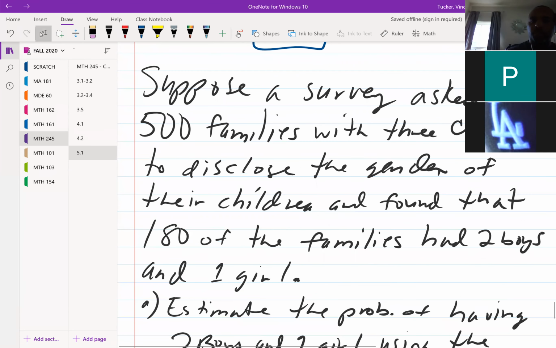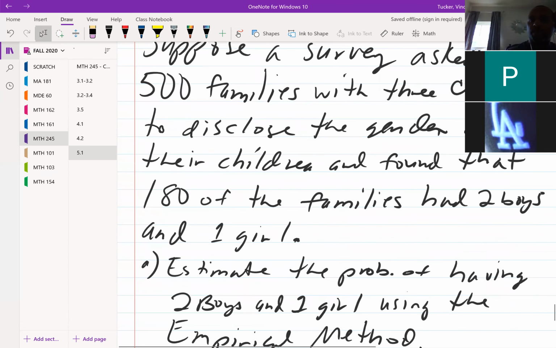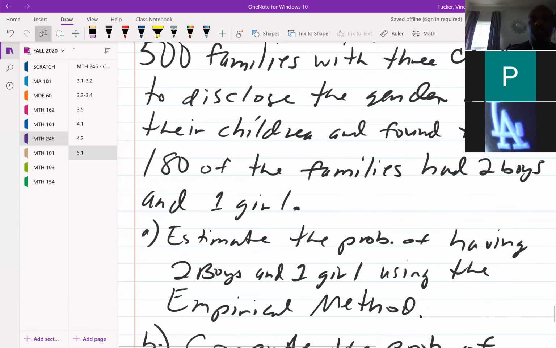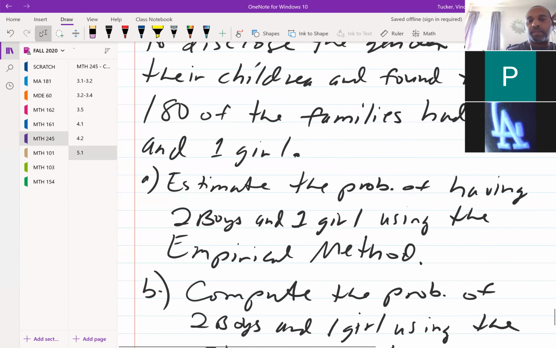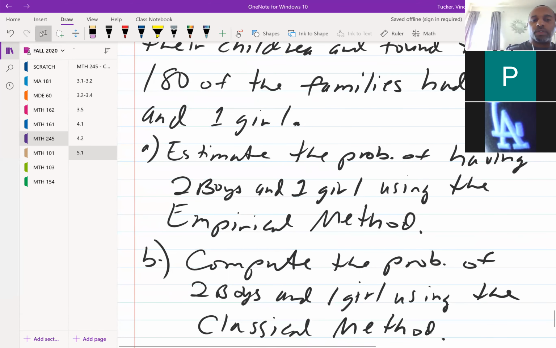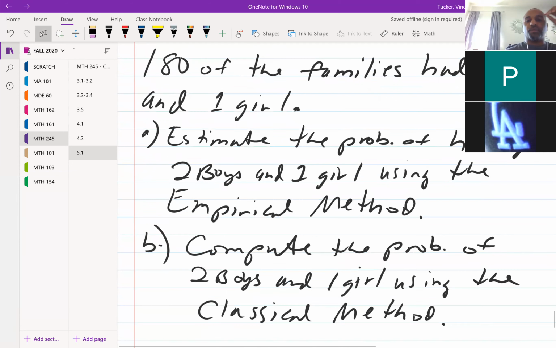All right, suppose a survey asked 500 families with 3 children to disclose the gender of their children and found that 180 of the families had 2 boys and 1 girl. Estimate the probability of having 2 boys and 1 girl using the empirical method. Compute the probability of having 2 boys and 1 girl using the classical method. All right, I'll give you a chance to finish writing and then we'll do it.